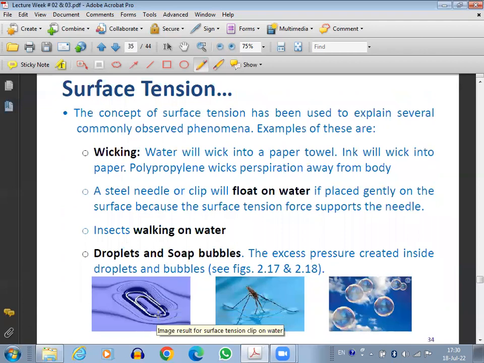The concept of surface tension has been used to explain several commonly observed phenomena. Examples of these are wicking. Water will wick into a paper towel. Ink will wick into the paper.